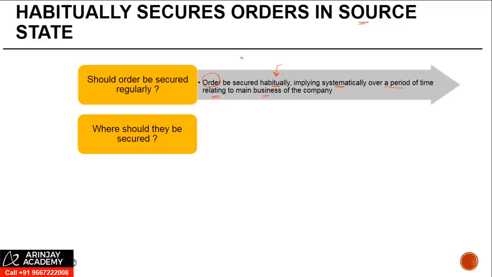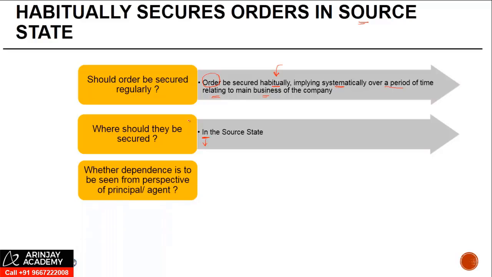Where should they be secured? Should they be secured in the state of residence? Should they be secured in the state of source? Or should they be secured in a third state? The treaty clearly says secures orders in the source state. Therefore, it is only the orders which have been acquired in the source state which are relevant.